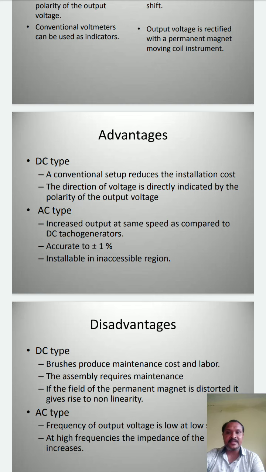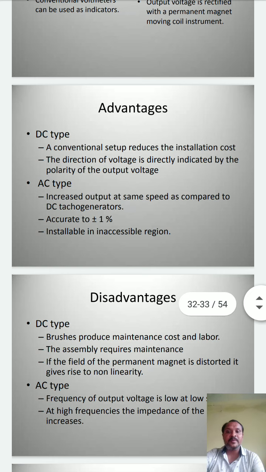Whereas in the AC type, the output is increased at the same speed as compared to DC tacho generators. Here the accuracy will be plus or minus 1%. The installation can also be done in an inaccessible location. That is the second advantage.